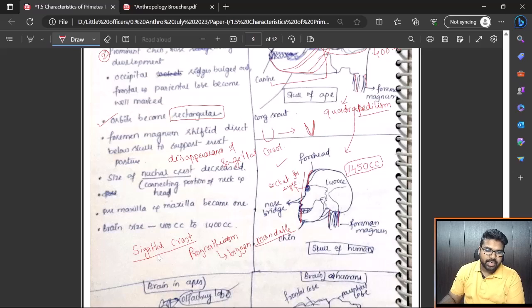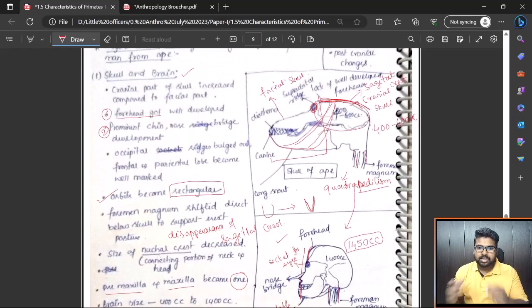Next, one more thing is that the premaxilla and maxilla became one. What is the meaning of premaxilla? See, this portion is called the maxilla and the portion slightly above it is called the premaxilla. In humans, both of them are the same, only this much portion. But in apes, this portion is called the premaxilla and this is the maxilla, or we can commonly call it the muzzle, M-U-Z-Z-L-E.